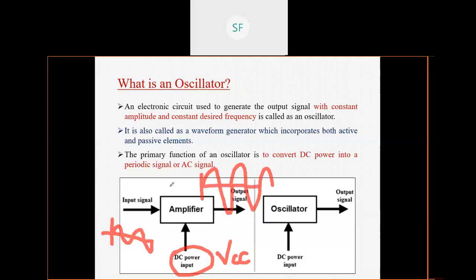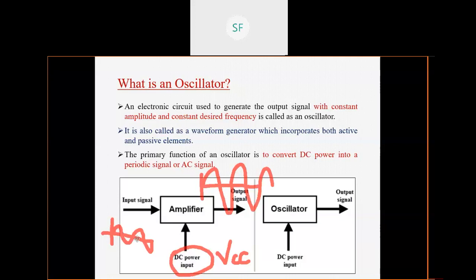The input signal was a sine wave which has very small amplitude. It is called a weak signal. But with the help of this DC voltage, the amplifier utilizes this DC voltage and amplifies this weak signal to give you an amplified version of your input signal. This is basically the working of an amplifier.